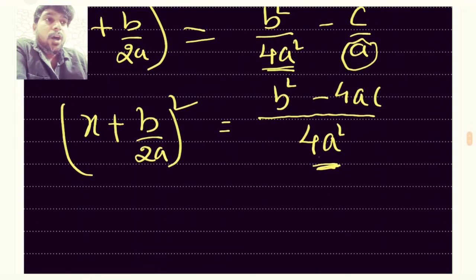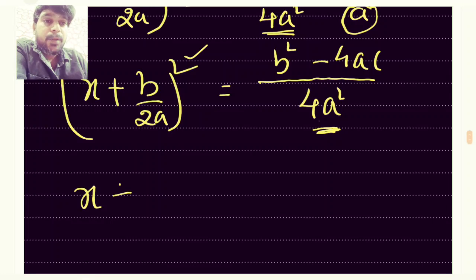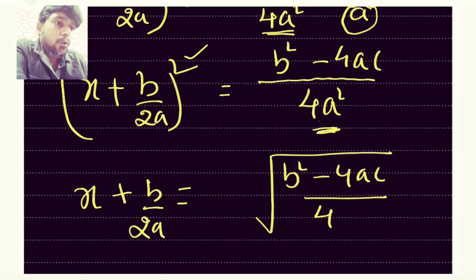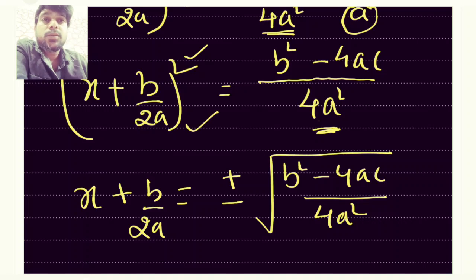Is it clear? Now when you are going to solve it, you are going to find out the under root, so that you will get rid of the square. You have to remove the square, so you are going to take the under root on the other side. So that becomes x plus b upon 2a is equal to under root of b square minus 4ac upon 4a square, that whole under root, right? And this will be of plus and minus, because this equation was a quadratic equation. When you are solving a quadratic equation, you will get two answers, one is of plus and one is of minus. So it will be plus minus under root b square minus 4ac upon 2a.